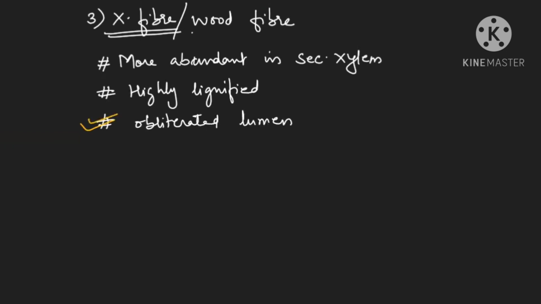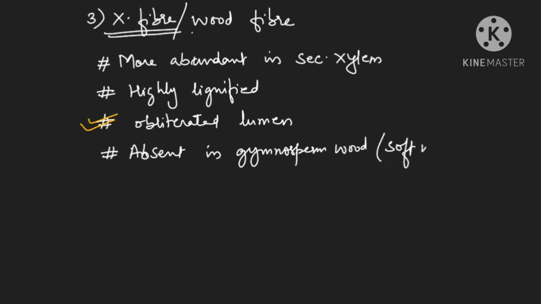Is it clear? They are not found in gymnosperm wood. They are absent in gymnosperm wood, and because they are absent, that is why gymnosperm wood is also known as softwood. Is it clear? Now the next component left is xylem parenchyma.